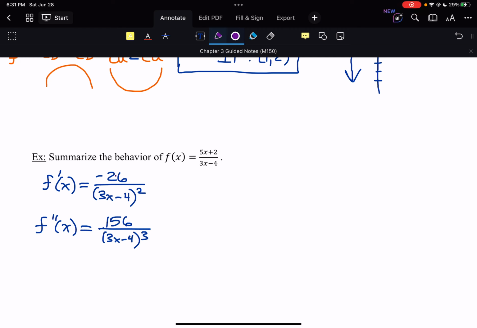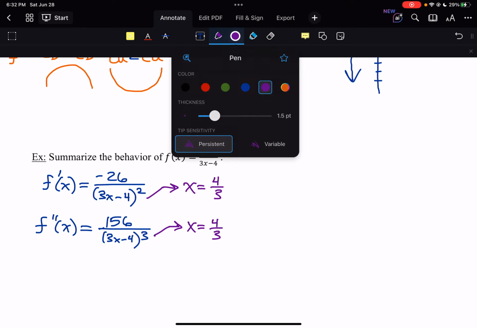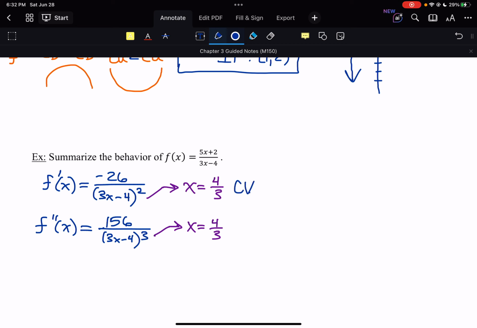This one will be undefined when the denominator is 0, so that's when x equals 3/4. Nope, sorry, 4/3. I wrote that backwards. 4/3. And then same thing with this one. This is undefined when x is 4/3. So that's our critical value.